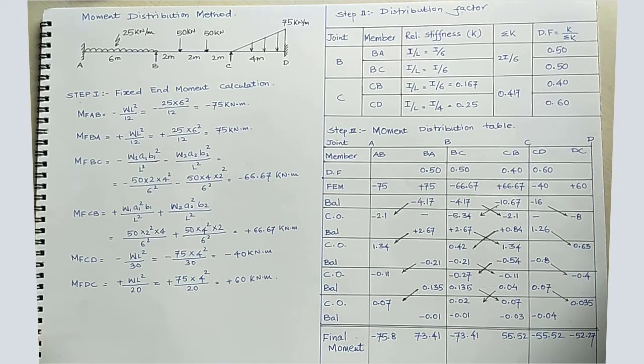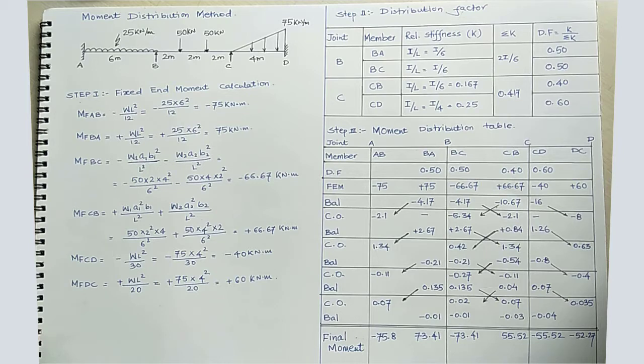Today we will see the analysis of a continuous beam having three spans AB, BC and CD, where A and D supports are fixed. Span AB consists of a UDL of 25 kN per meter over a span of 6 meters, BC span has two concentrated loads situated at an equal distance of 2 meters, and CD span has length 4 meters and a varying load of 75 kN per meter.